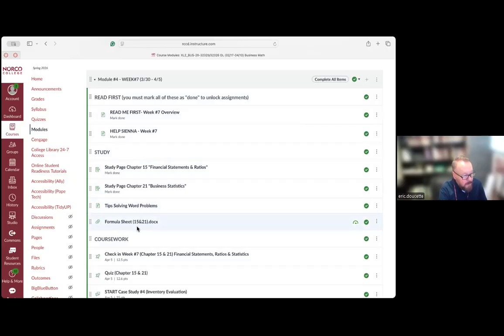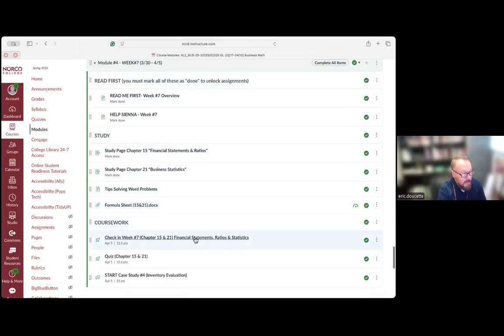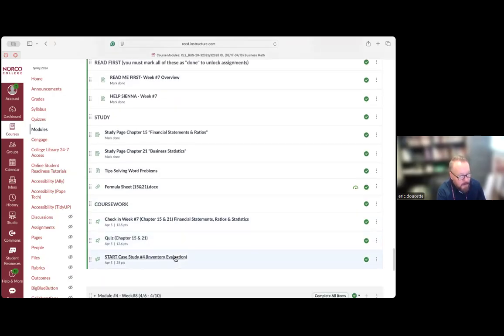There is a formula sheet for these chapters. They're pretty simple. A lot of it's just explaining what the textbook explains, since there's not too many special formulas, but it shows you how to do the processes of vertical and horizontal analysis, etc. You have your check-in assignment, which is, again, you're helping Sienna solve some specific problems in relationship to her financial statements, ratios, and business statistics as she does some data gathering for her customers. Then you have a quiz on chapters 15 and 21. And so make sure you complete those. There are fill-in questions, yes.